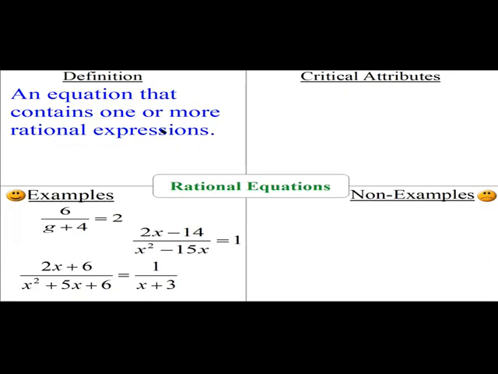All right, so according to the definition, rational equations are equations that contain one or more rational expressions. So here we have equations. Does this one have a rational expression within? Yes, it's right there. Does this one have a rational expression within? Yeah, it's right here. How about this one? Yeah, it has two of them. 1, 2 rational expressions. Okay. Non-examples. 6 over g plus 4, x squared plus 3x plus 2, and negative 3 plus x equals 10. As you're writing the non-examples, you're thinking to yourself, these are not rational equations because of this.